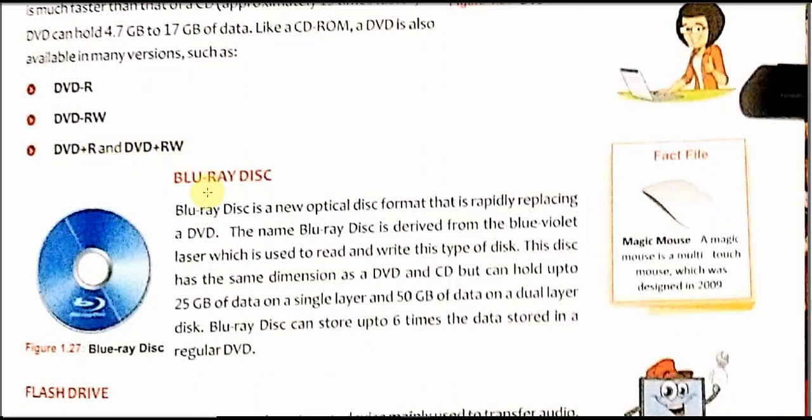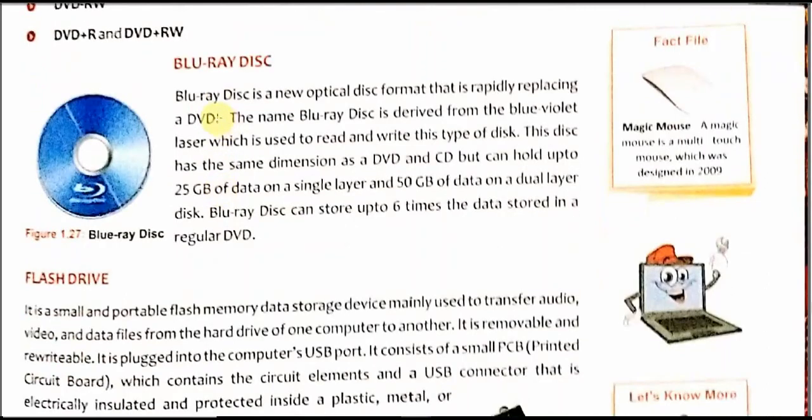Next type of round shaped disk is Blu-ray disk, and this was developed very late. It means we have been seeing this Blu-ray disk for the last 10 years or so. Blu-ray disk is a new type of optical disk which can store up to 25 GB of data on one layer. So we can store 50 GB of data on both layers. Blu-ray disk can store 6 times the data as compared to a regular DVD.